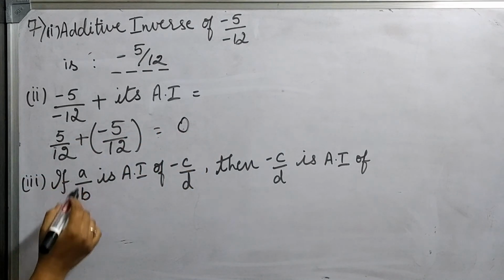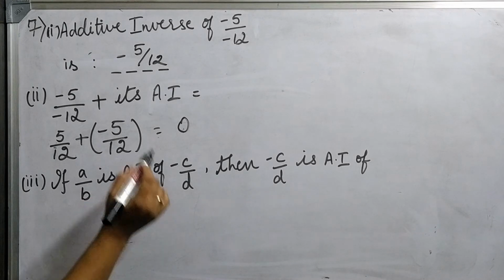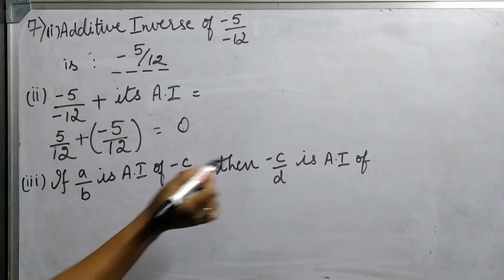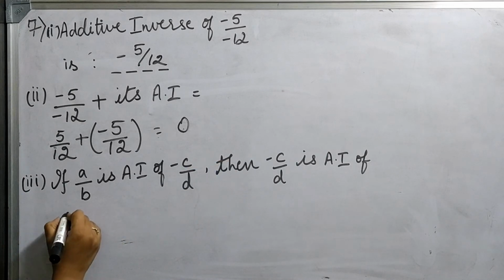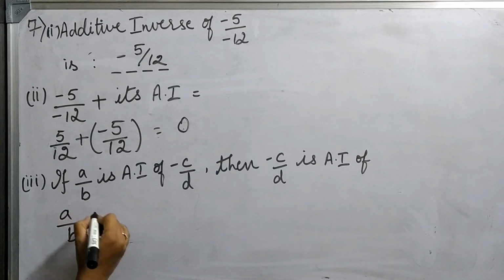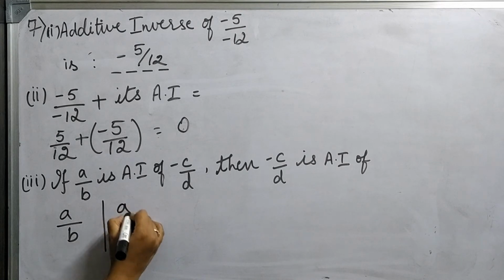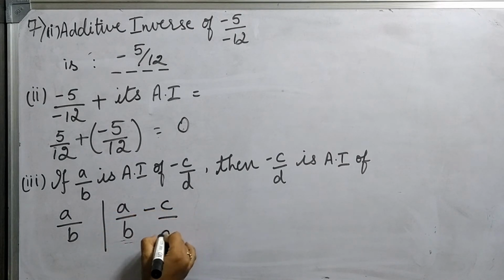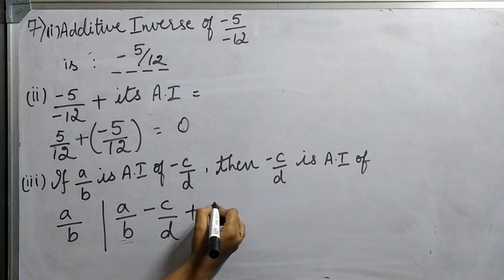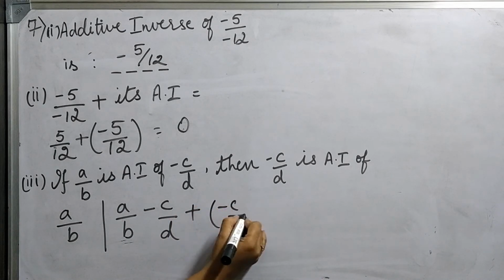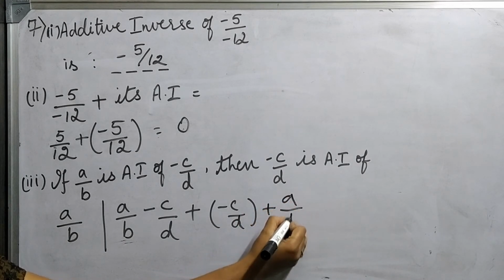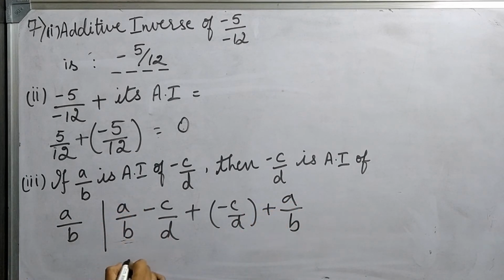Next, if A by B is the additive inverse of minus C by D, then minus C by D is the additive inverse of A by B. Because A by B is the additive inverse of minus C by D, then minus C by D plus A by B will give us what?